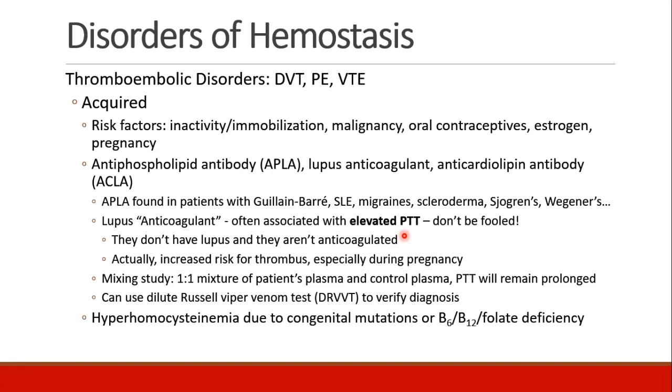This would be a good example of where a mixing study is helpful. Their blood shows an elevated PTT, but when you mix it with regular control plasma, the PTT still remains prolonged, which tells us that there isn't anything wrong with their plasma. In fact, they've got this substance, this lupus anticoagulant, elevating their PTT. Hyperhomocysteinemia, due to different congenital mutations or vitamin deficiencies, can also lead to thromboembolic disease.